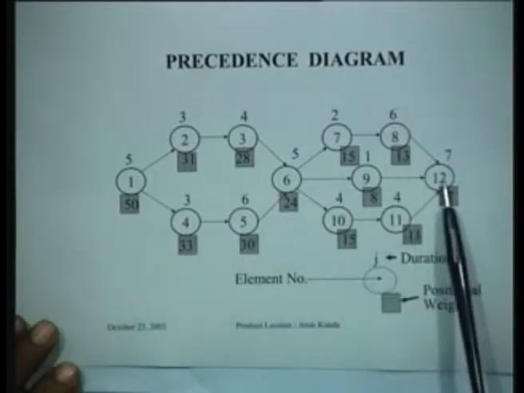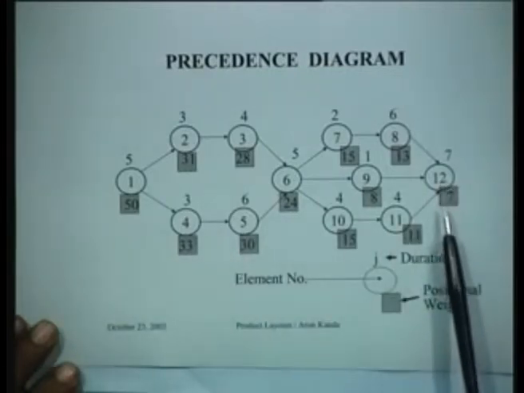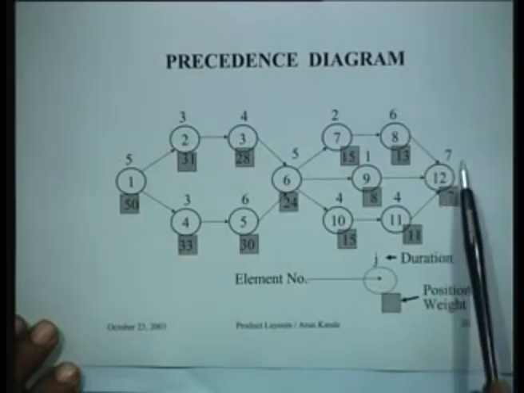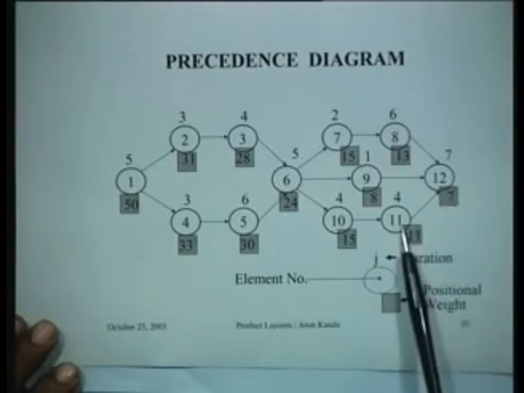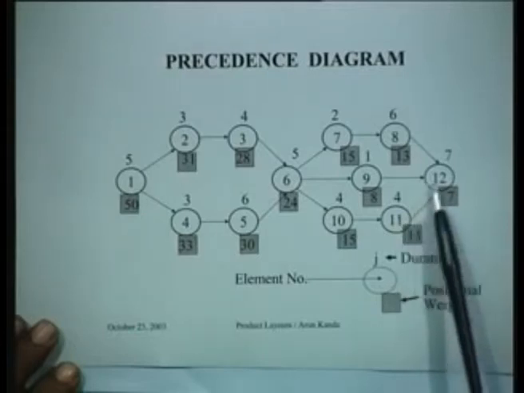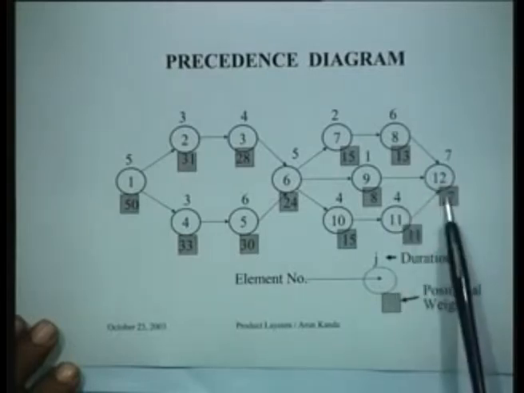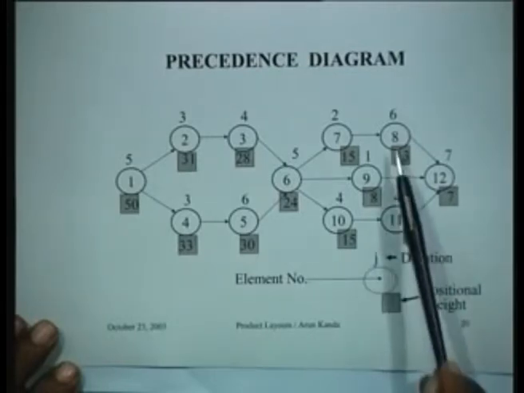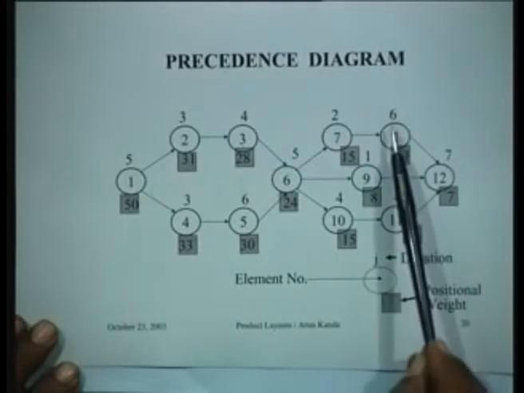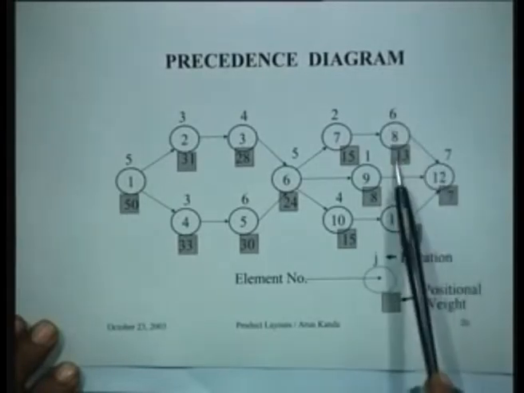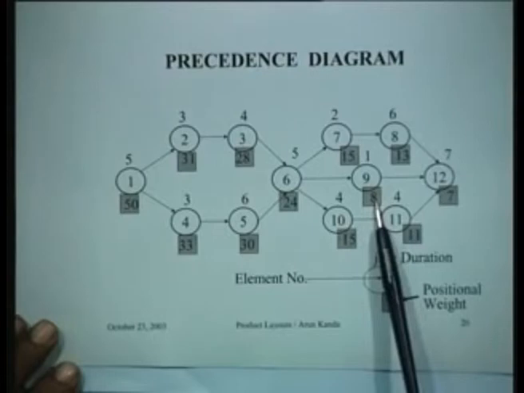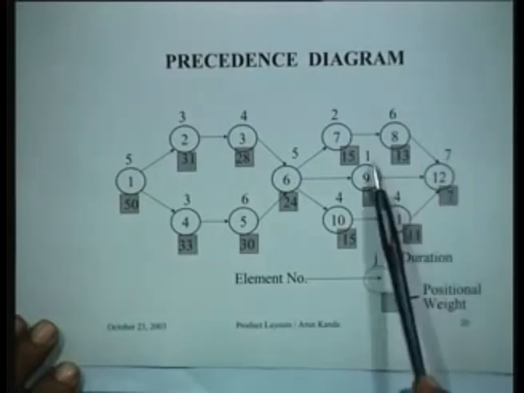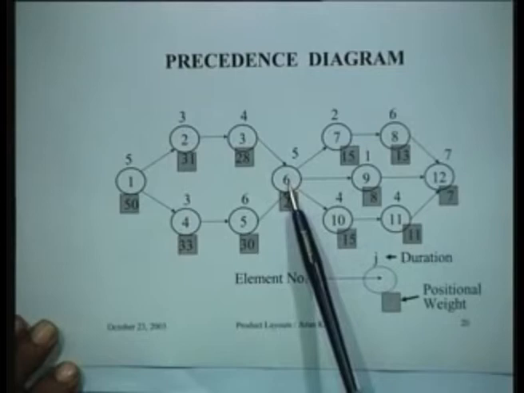So what you see is for operation number 12, the positional weight is 7 because this will take only 7 units of time. You come to 11: this is the operation and this is the following operation for it. So 7 plus 4, 11 will be the positional weight for this element. Similarly, 13 is the positional weight for this element, which is 6 plus 7. Similarly for 9, the positional weight will be what follows it, which is 7 plus 1, which is 8.